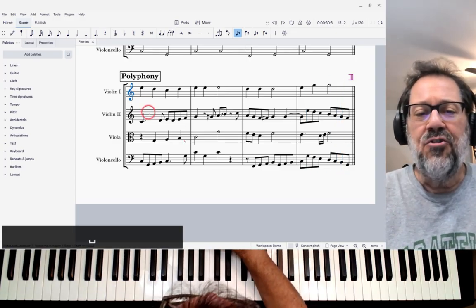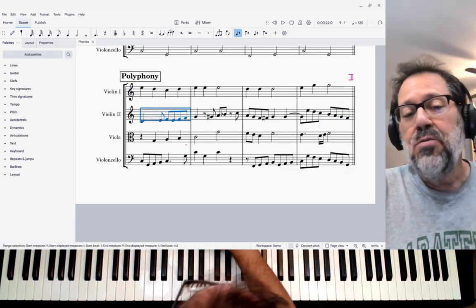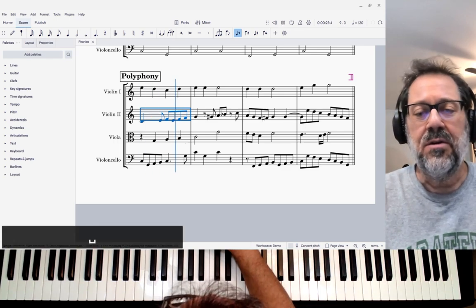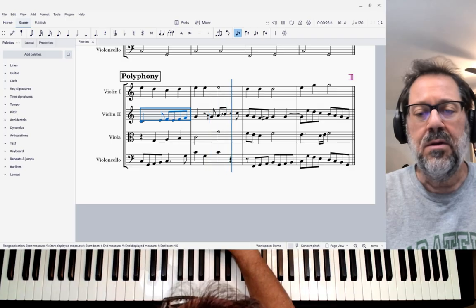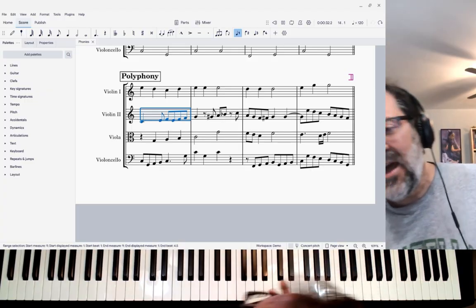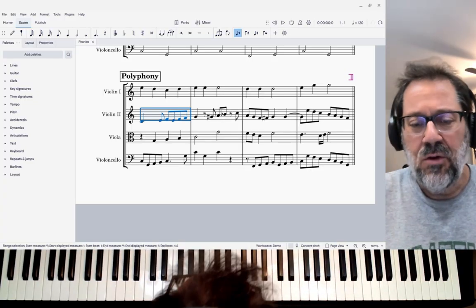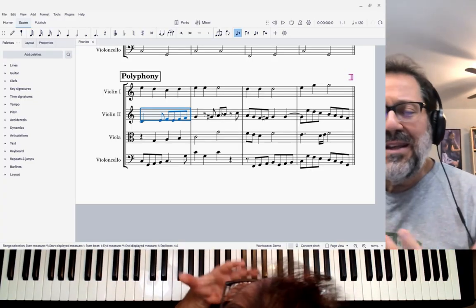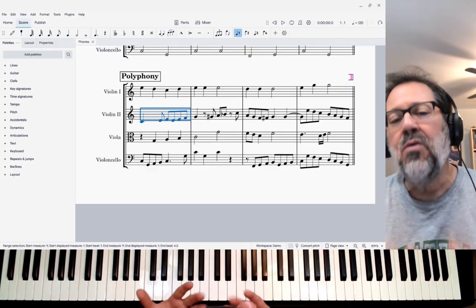So in that version, I could listen to just the violin 2 part, for instance. Right? And it's interesting as well. Each of the parts has its own interest, and they're all rhythmically distinct. They all have their own thing that they're doing.